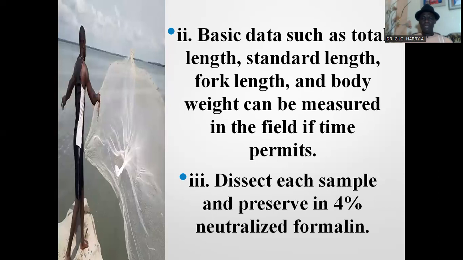Then the third is that you dissect each sample and preserve in 4% neutralized formalin. The fish should be dissected and preserved in formalin.